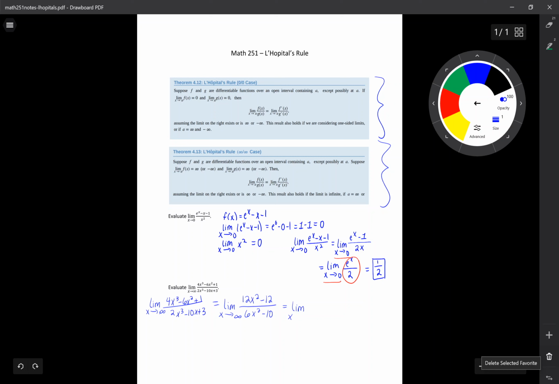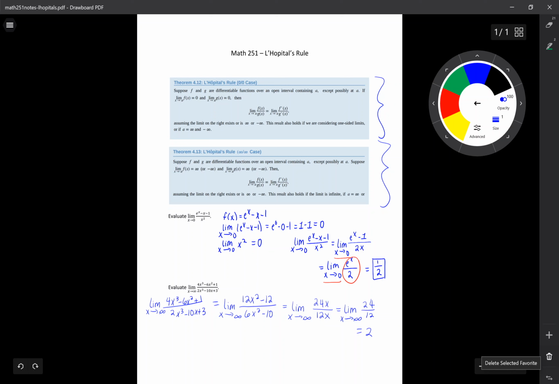The limit as x goes to infinity. This time I get 24x divided by 12x. If I plug in x equals infinity, I still get infinity over infinity. So let's take one more derivative. This is the limit as x goes to infinity of 24 divided by 12. And this finally gives us a constant of 2.